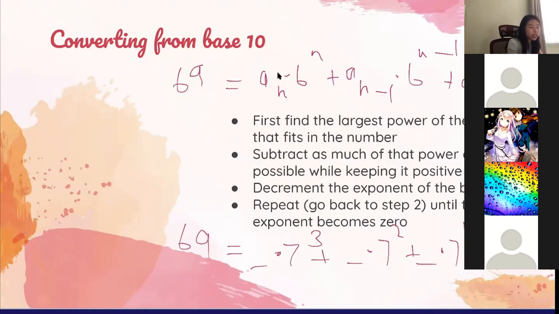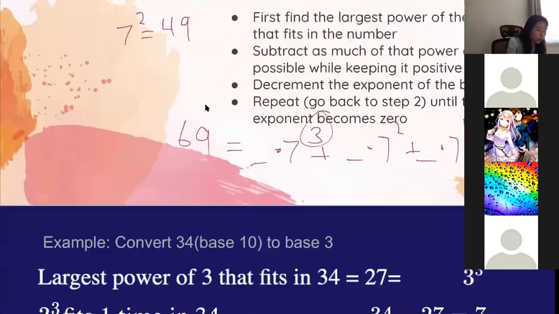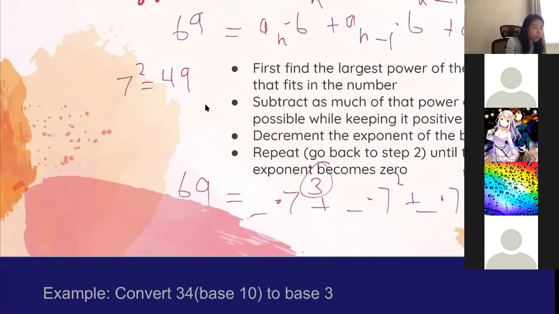First, we need to know what is the largest exponent that we have to deal with. So we have to find the largest power of the base that fits in the number. For 69 base 10, converting to base 7, 7 squared is 49. Actually, I think I already have an example here. Okay, yes. So we're going to convert 34 base 10 to base 3.